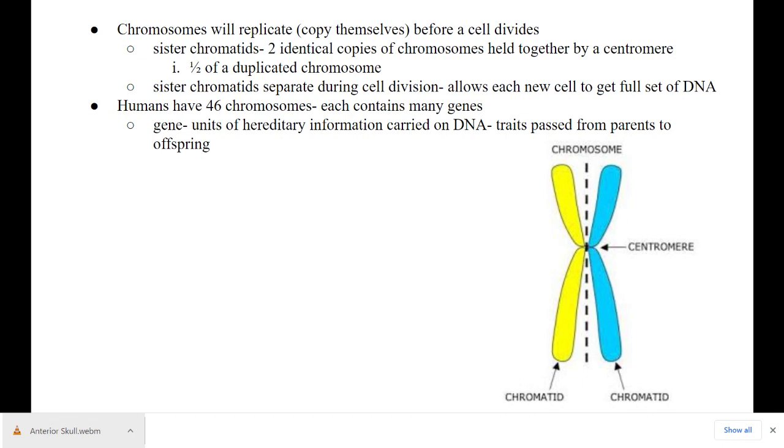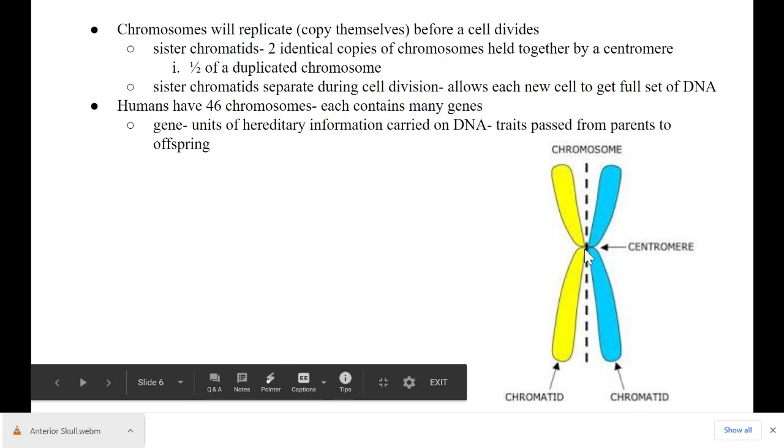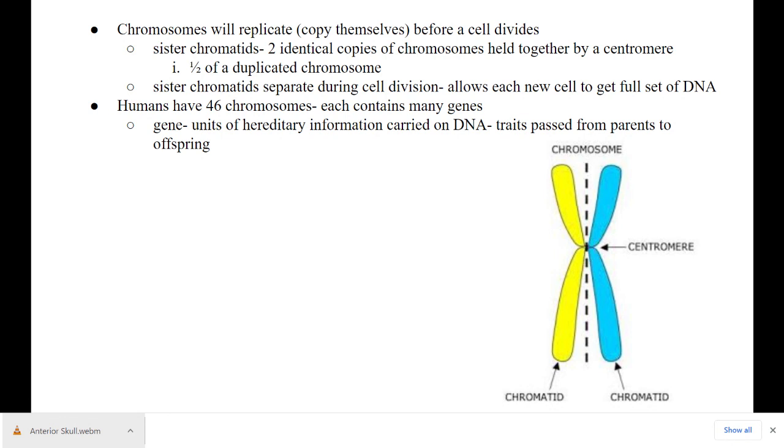Right in the center of that chromosome, I have something called a centromere holding these things together. This is going to be really important when we start talking about the cell division processes, because we have to hold these things together to a certain point, and then we're going to split them, and we'll see that later. These sister chromatids, you can read this next sentence. It says they separate during cell division, and it allows each cell to get a full set of DNA.